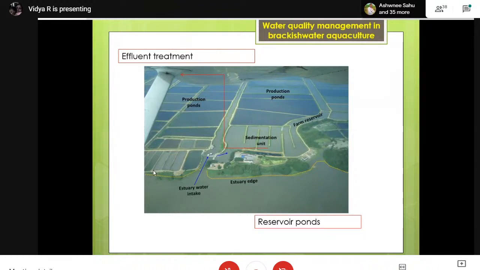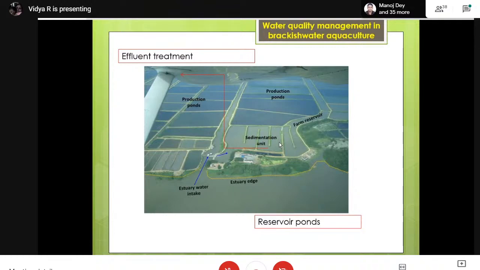It is called a sedimentation unit because the water let into the shrimp farms will contain a lot of suspended particles. If you take it directly into the farm, it will be contaminated water. So for Vannamei or any other shrimp farming, we need to have a sedimentation unit first, followed by a reservoir. The sedimentation unit will allow whatever suspended particles are in the water to settle.